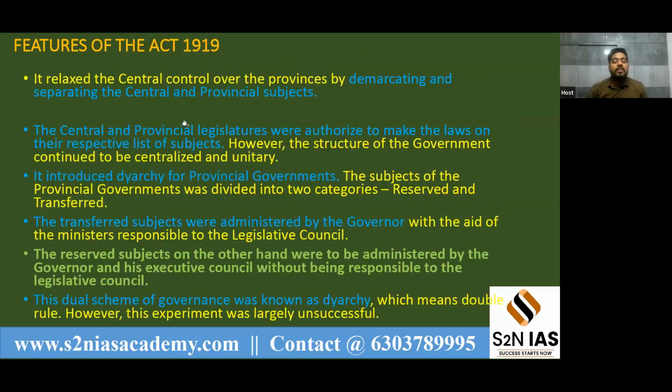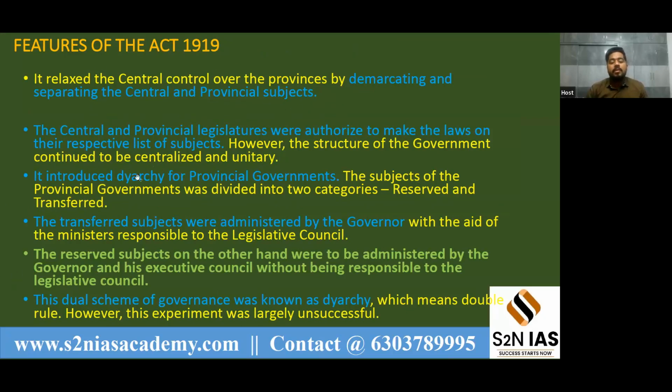Features of the Act: it relaxed the central control over the provinces by demarcating and separating the central and provincial subjects. Aspirants, demarcating and separating the central and provincial subjects. In the present day constitution, we see the state list, union list, and concurrent list. The roots of these three lists were in the Act of 1919.